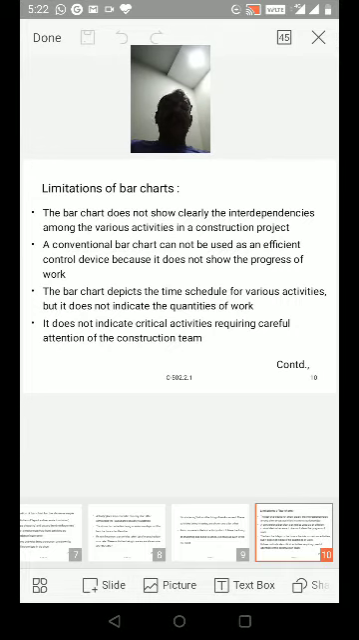And another, third important limitation is that the bar chart cannot reflect the uncertainty or tolerance in the duration of time estimated for various activities. It's also very important.